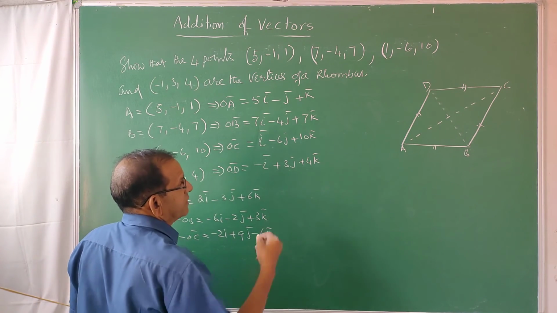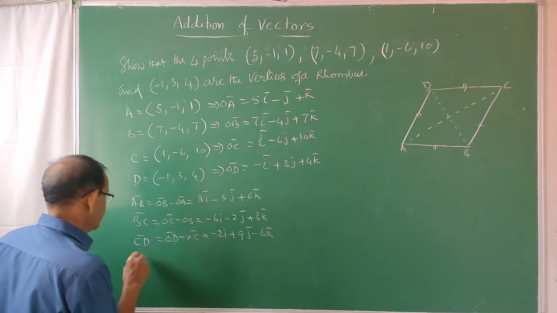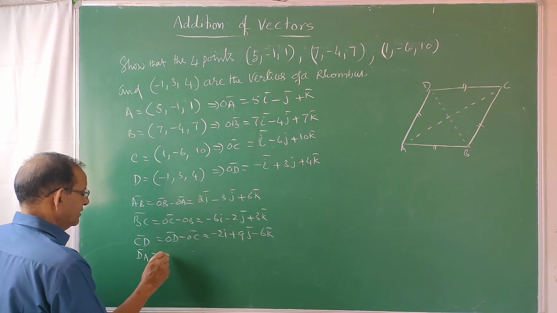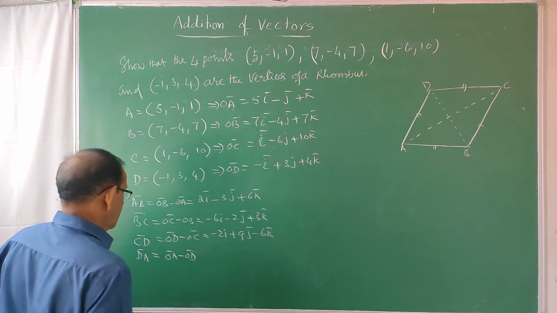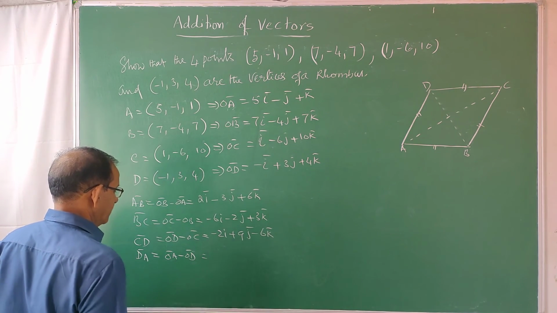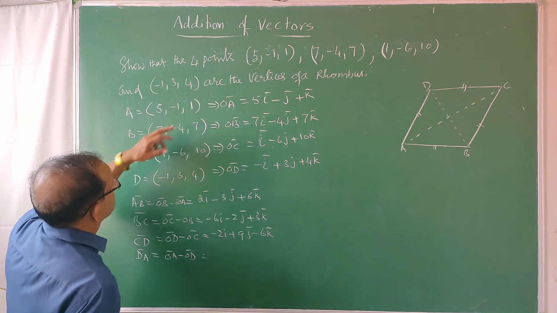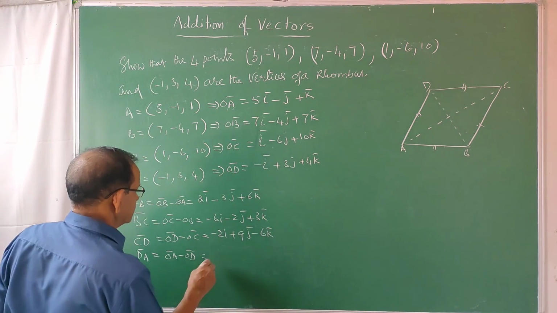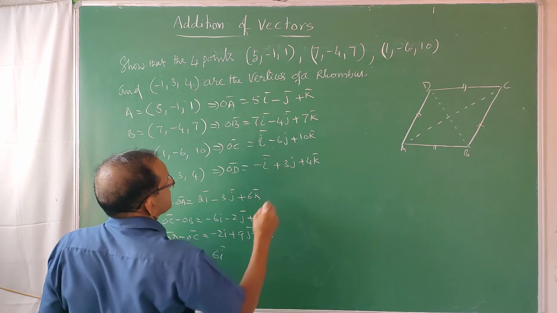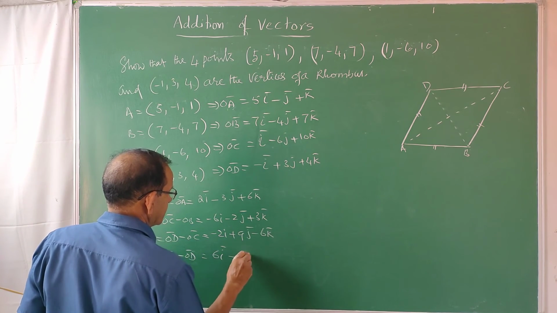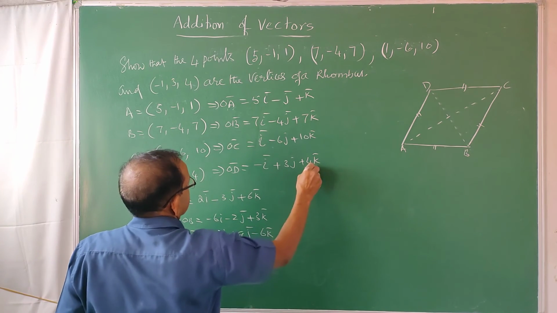Have to find out DA bar or AD bar, anything. DA bar is OA minus OD, first minus fourth. 5i minus minus i, 6i. Minus j minus 3j, minus 4j. k minus 4k, minus 3k.